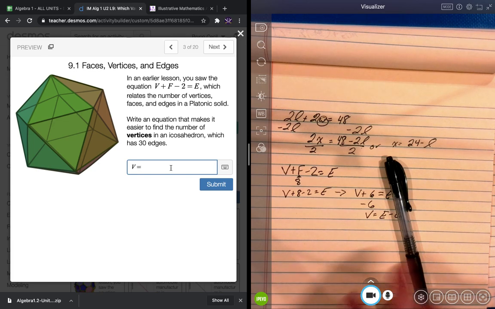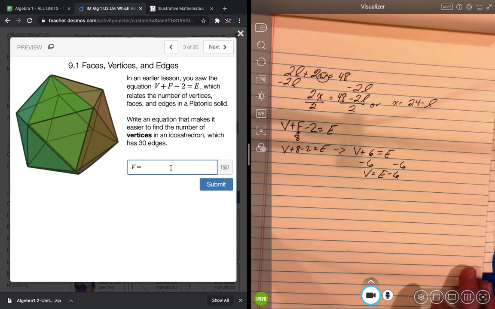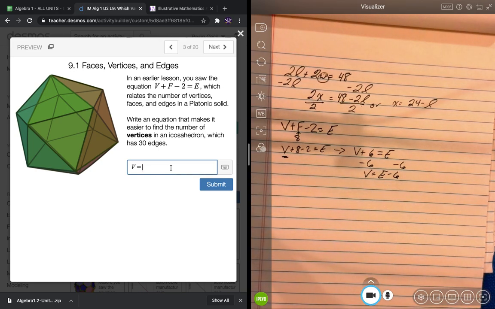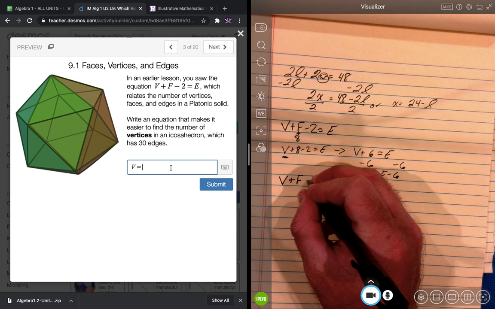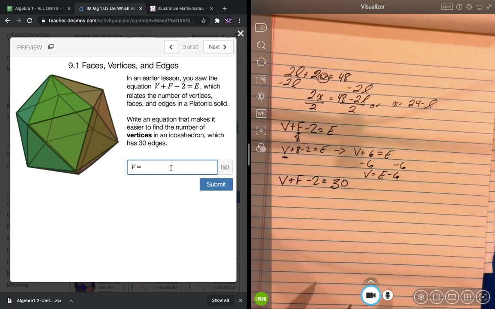All right, I look at the next equation. Okay, we got the same equation. Now, guys, it's telling us we want to make it easier to find the number of vertices, if I have 30 edges. So now instead of plugging an 8 in for F, we're going to plug a 30 in for E and then solve. So I have V plus F minus 2 equals 30.